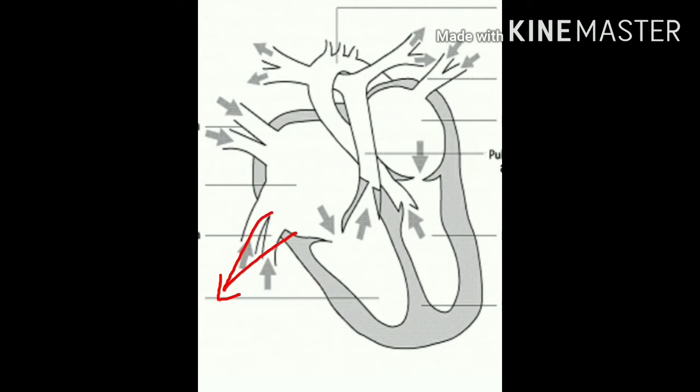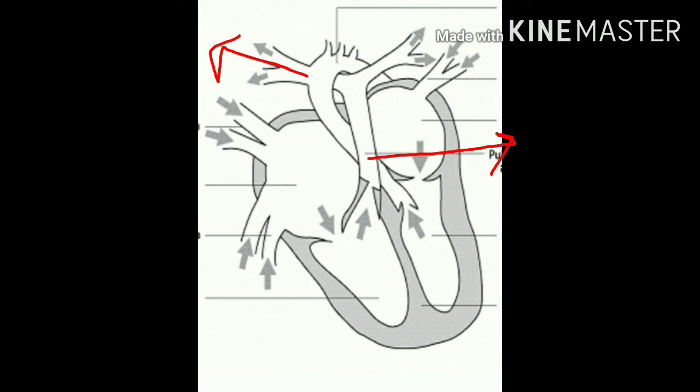These are the veins called inferior vena cava. These are the veins called superior vena cava. This is the septum that separates the right side from the left side of the heart. This is the tricuspid valve that works like a door between the right atrium and right ventricle. This is the mitral valve or bicuspid valve between the left atrium and left ventricle.